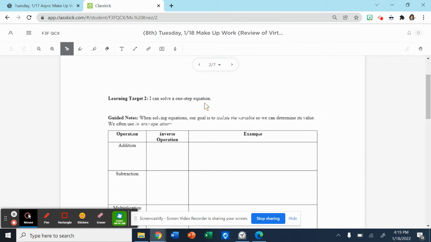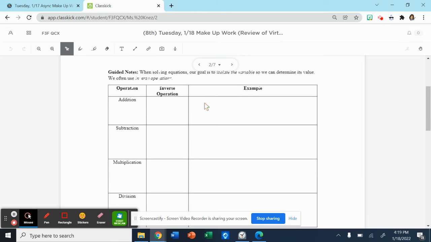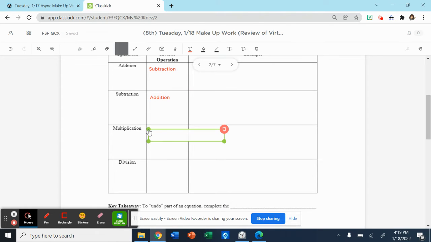So learning target 2 is I can solve a one-step equation. And one-step equations are something that we've been over quite a bit. We know that the inverse operation of addition is subtraction. The inverse operation of subtraction is addition. The inverse operation of multiplication is division. And the inverse operation of division is multiplication.